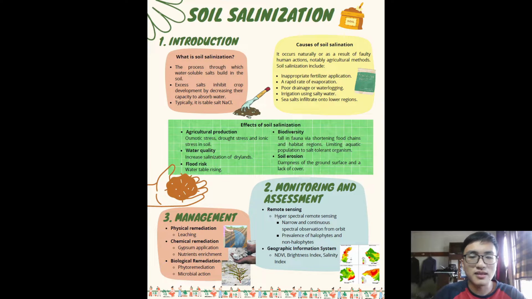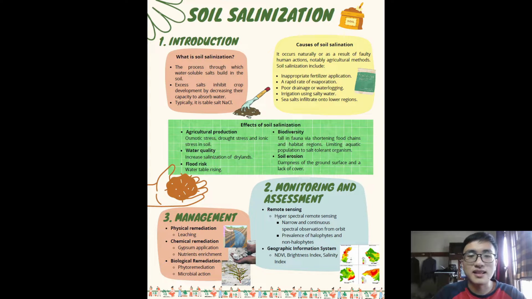Before a soil can be remediated, the extent of this issue must first be addressed. This can be done through remote sensing and Geographic Information System (GIS). One such technology in the field is hyperspectral remote sensing. This type of remote sensing utilizes narrow and continuous spectral bands to observe the prevalence of halophytes and non-halophytes from orbit. The presence or absence of these plants can be used to distinguish the salinity of the soil in the GIS system through NDVI, brightness index, and salinity index.